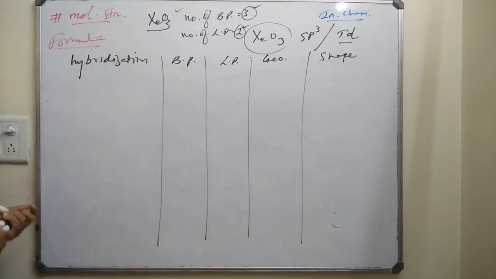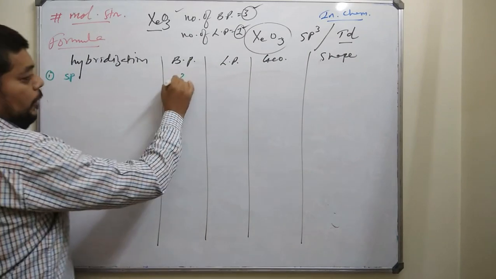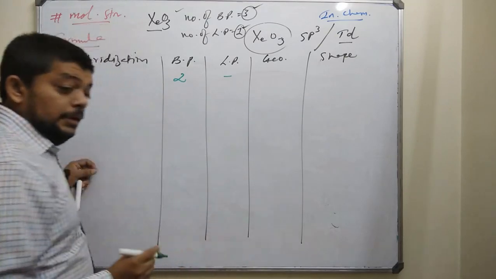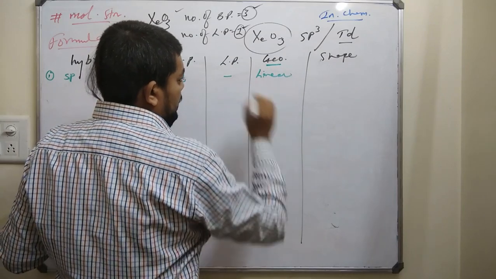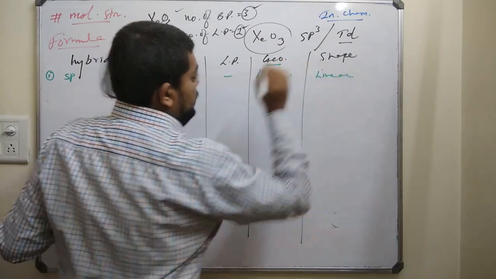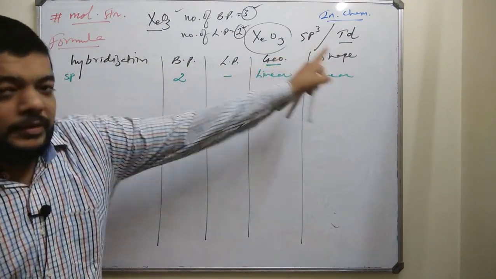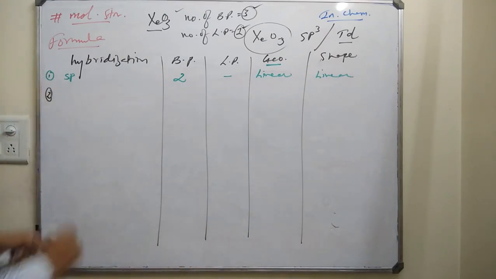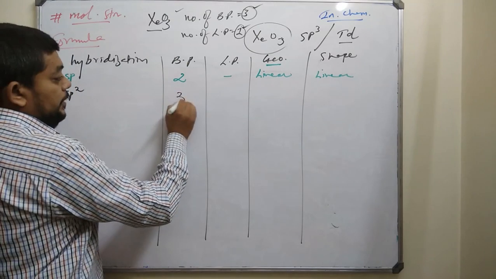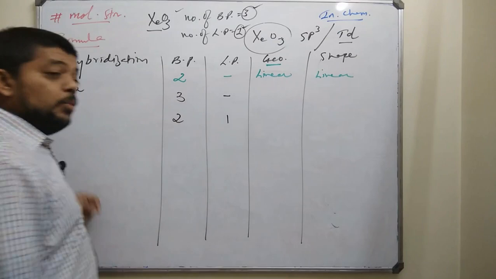So if your hybridization is sp, you have 2 bond pairs, you have no lone pair. Remember very well, the geometry will be linear and the shape will also be linear, because when there are no lone pairs, only bond pairs, geometry is equal to shape. If we are talking about sp2 hybridization, then your one combination will be 3 bond pair, no lone pair. Second will be 2 bond pair and 1 lone pair.